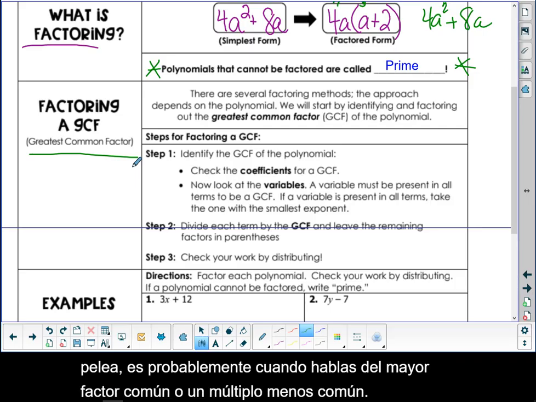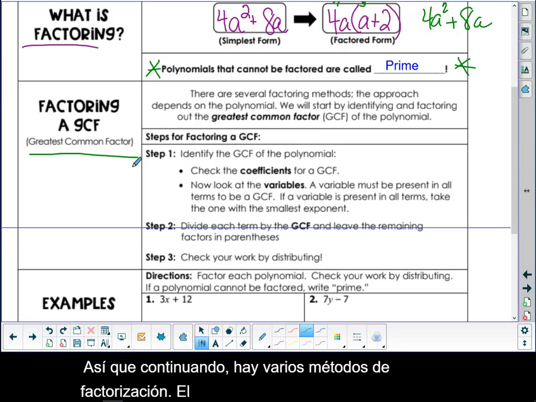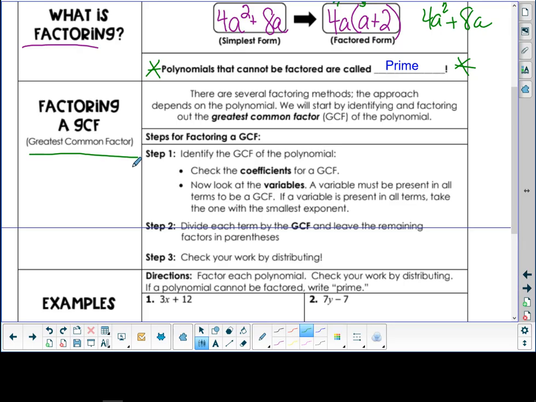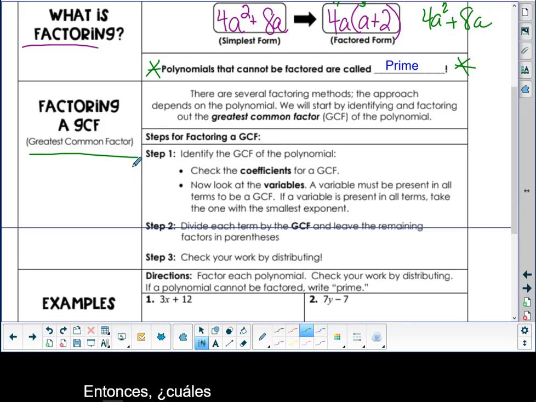So moving on, there are several factoring methods. The approach depends on the polynomial. We will start by identifying and factoring out the greatest common factor, or GCF, of the polynomial. So what are the steps for factoring a GCF? Step number 1, identify the GCF of the polynomial.